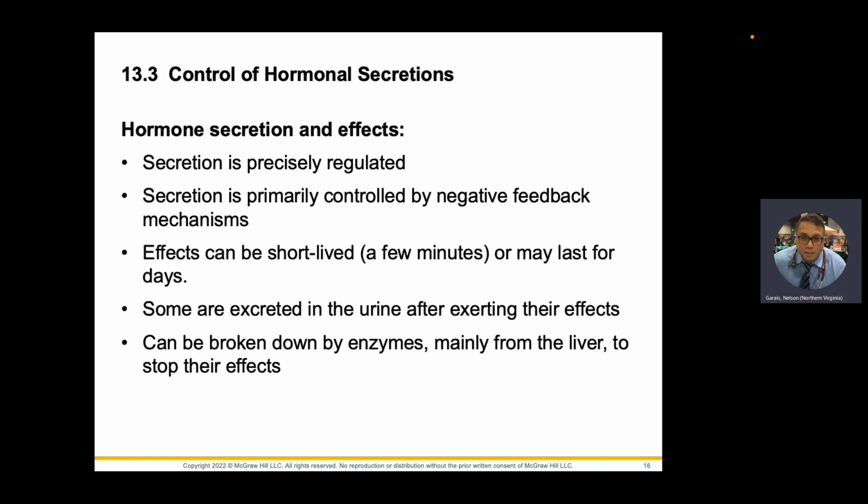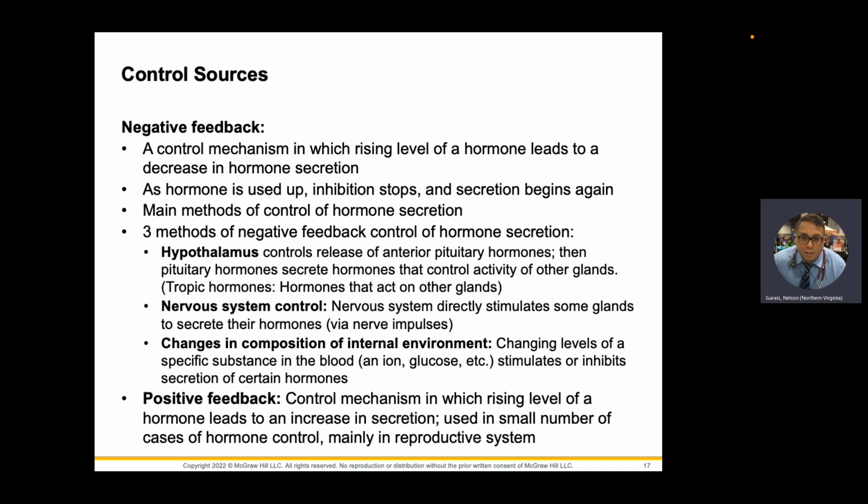Now, the control of hormonal secretions, right, is typically just like the control of homeostasis. It's done by negative feedback. And positive feedback is a rarity, but it is negative feedback that controls it. And there are three forms of negative feedback. Of course, one, homeostasis, that was always synonymous with the hypothalamus. Two, nervous system. Your nerves can actually directly stimulate glands.